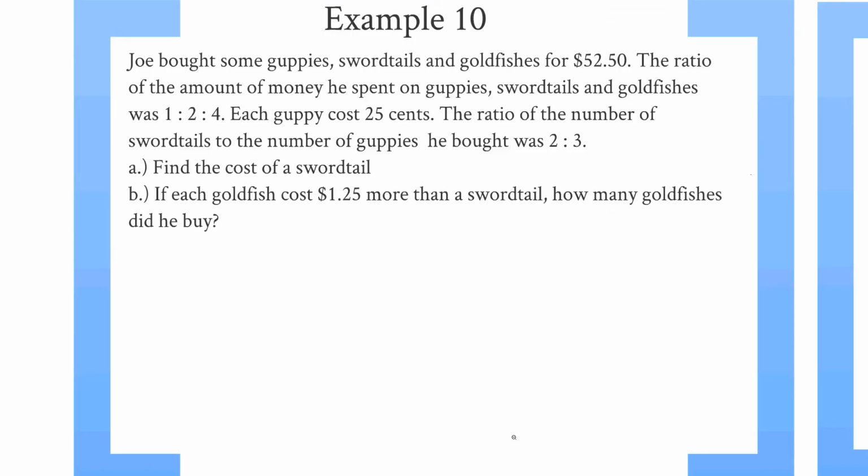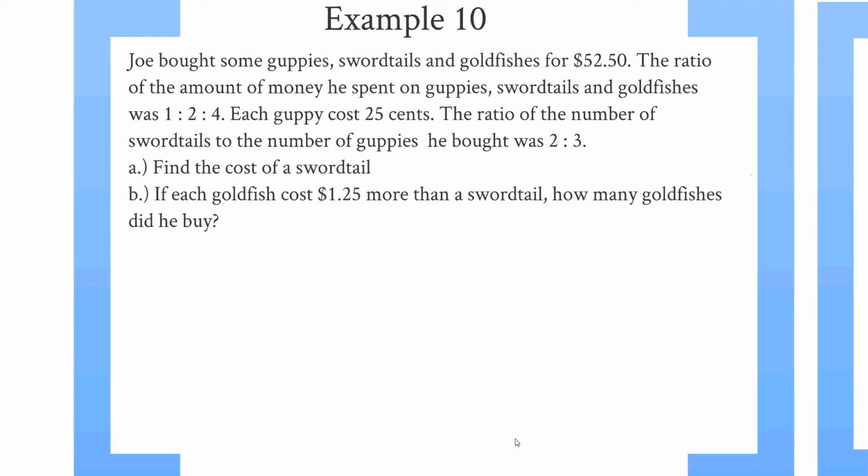Joe bought some guppies, swordtails, and goldfishes for $52.50. The ratio of the amount of money he spent on guppies, swordtails, and goldfishes was 1 to 2 to 4. Each guppy cost 25 cents. The ratio of the number of swordtails to the number of guppies he bought was 2 to 3.